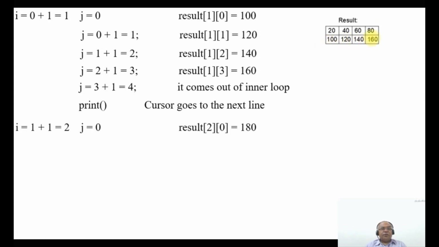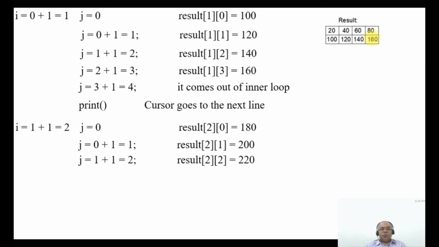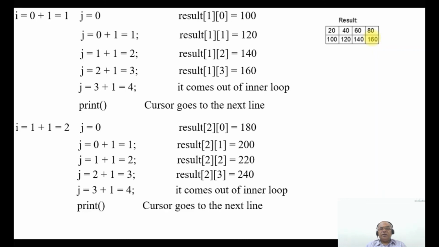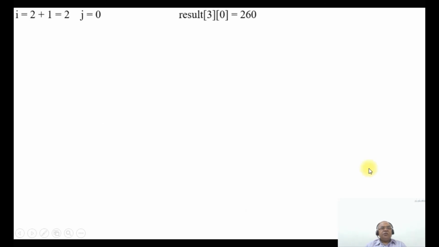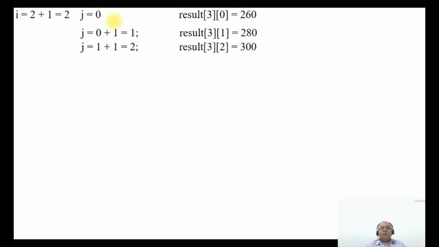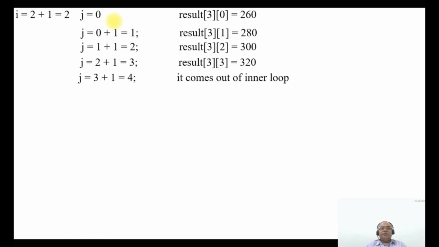Then in the second print format, it is 1 plus 1. It becomes 2, j is equal to 0. 2 of 0 is 180. 2 of 1 is 200. 2 of 2 is 220. 2 of 3 is 240, and it comes out of the inner loop. So this is how you can see i is equal to 2 and j is equal to 0, 1, 2, 3. So this is 180, 200, 220, 240. So 2 plus 1, it becomes 3. It should be 3. It is not 2 here. j is equal to 0. Result of 30. So 260, 280, 300 and 320.